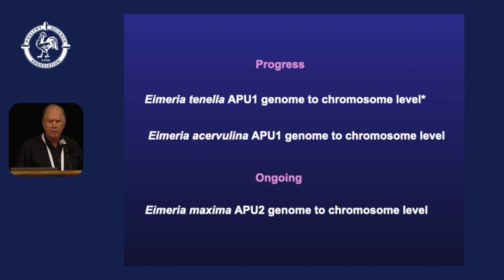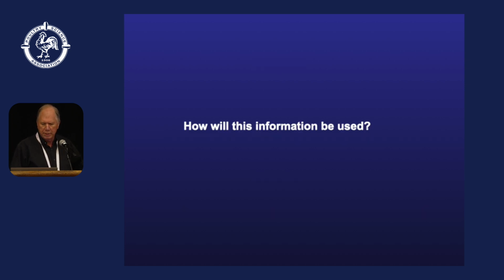The most important in our mind is Eimeria maxima, getting that to the chromosome level, because we have drug-resistant strains of Eimeria maxima. We have strains that vary in virulence, and it would be nice to use the genomes to compare these to identify markers for virulence or drug resistance.